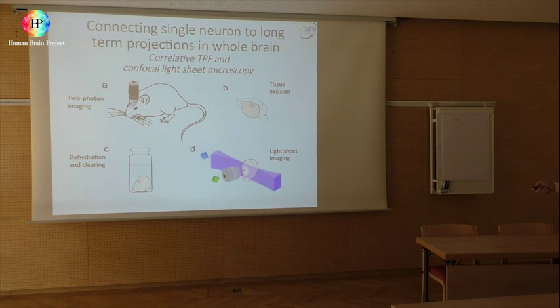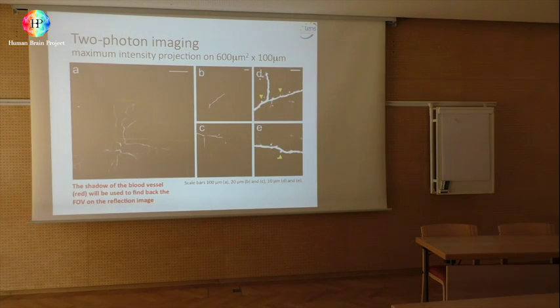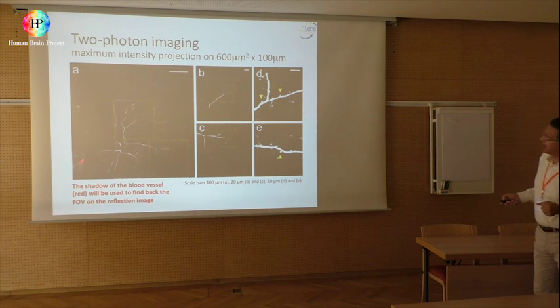So what we do, we make 2 photon imaging, we make tissue excision, we clear the brain, and we make light sheet imaging. But we must find exactly the same field in light sheet as the 2 photon field we were observing before, exactly as we did with electron microscopy. Unfortunately, the contrast is not very high, but here we have some shadows, and the shadows are the blood vessels. Okay? So, in 2 photon imaging, we have the pattern of the blood vessels.